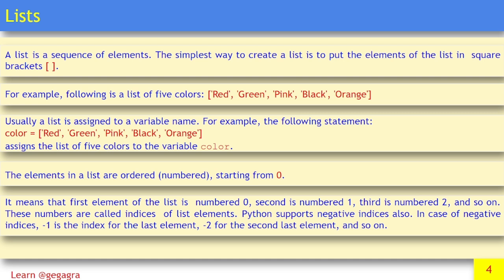If you see this list, red, green, pink, black, orange, the index of red is 0, the index of green is 1, and so on. As far as the reverse index is concerned, -1 is the index for orange, and -2 is the index of black, if you traverse from right to left.